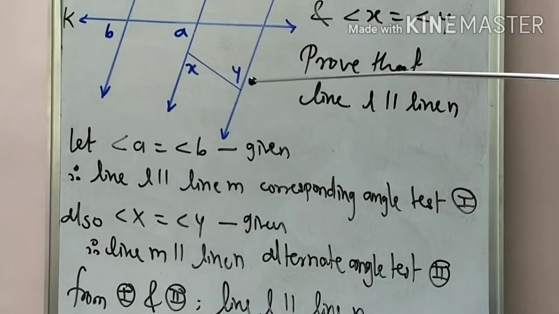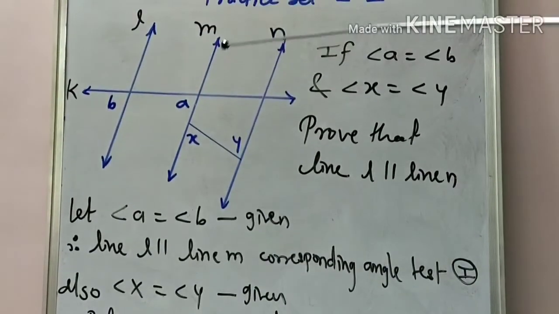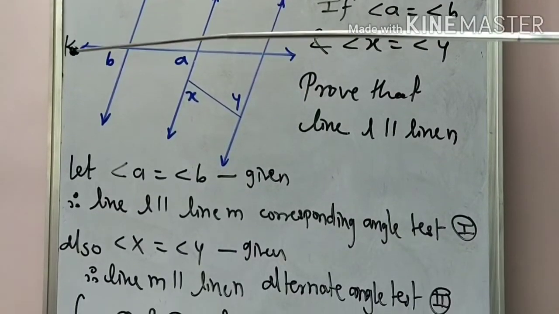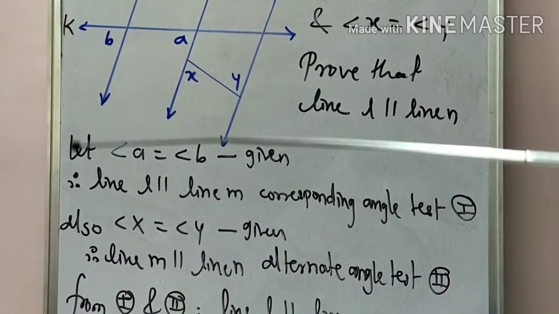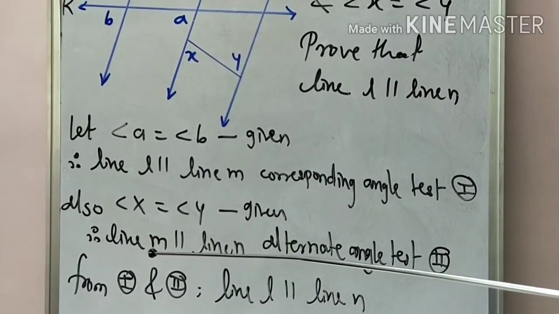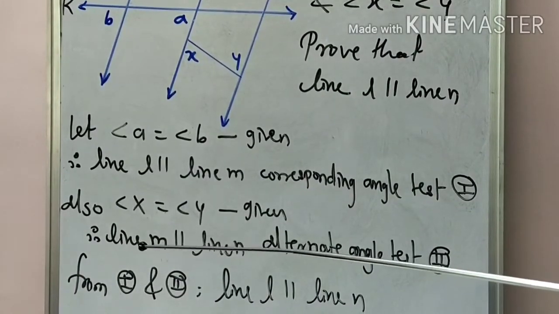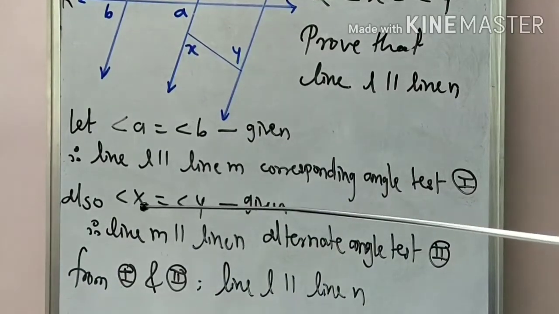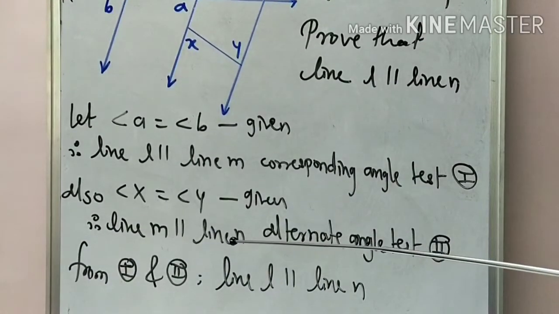Also it is given that angle X equals angle Y, and as we again notice here, these two are what? Alternate angles formed by the two lines, line M and line N, and transversal line K. So by the alternate angle test, we know that line M is parallel to what? Line N. Okay, if alternate angles are congruent, lines are parallel.